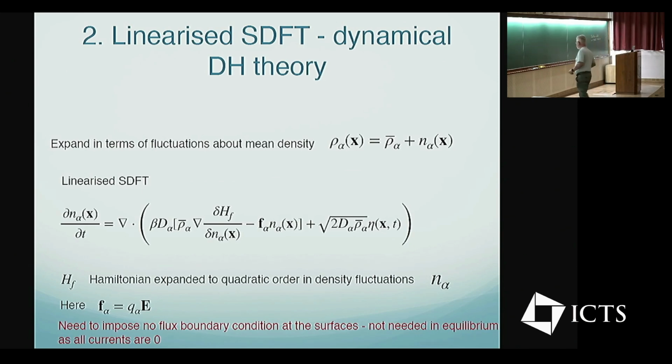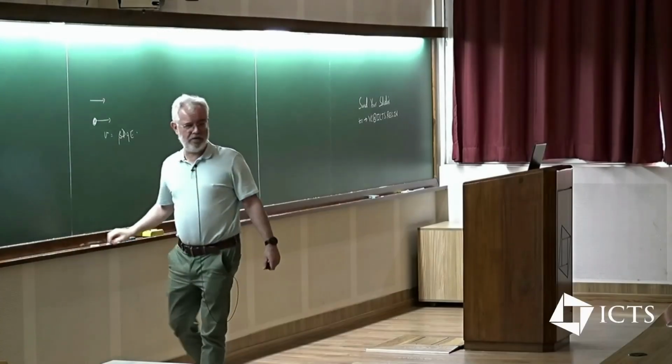So that's an important thing. If I just had a single ion of charge Q and I apply this field, this would introduce a drift into the system, and V would be equal to beta times D times QE. So that would give you the drift of your particles.